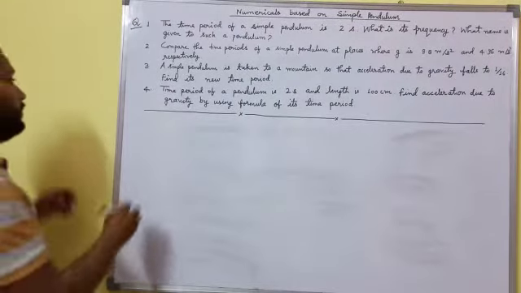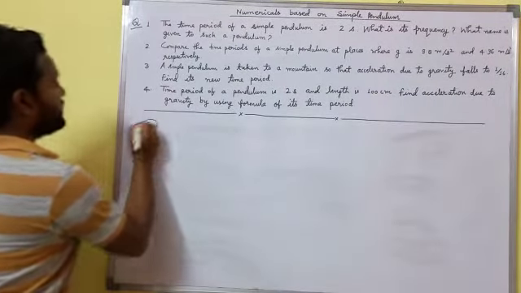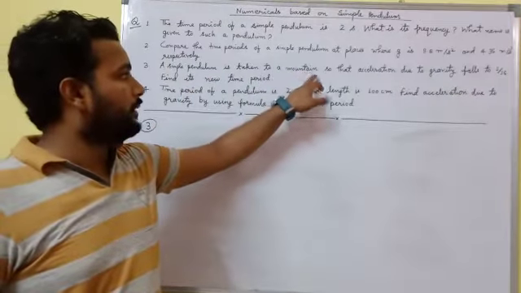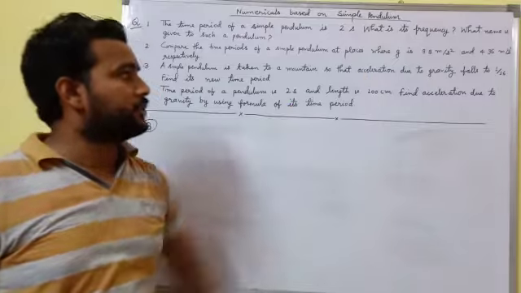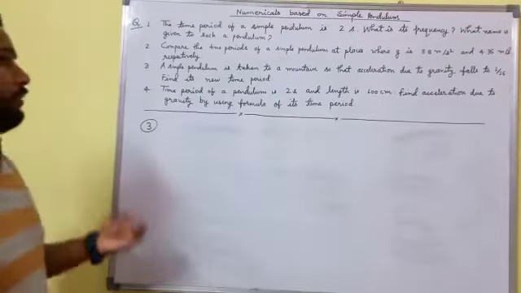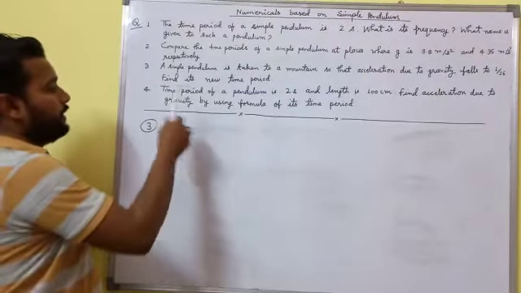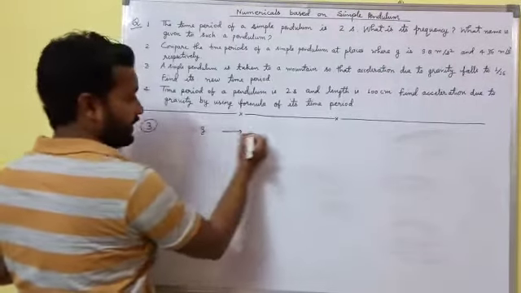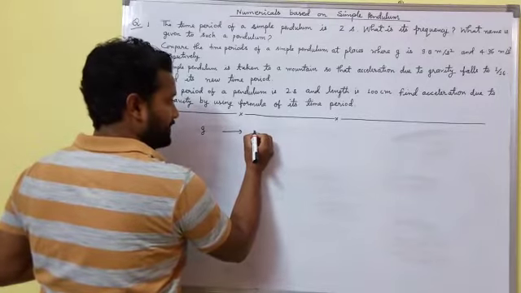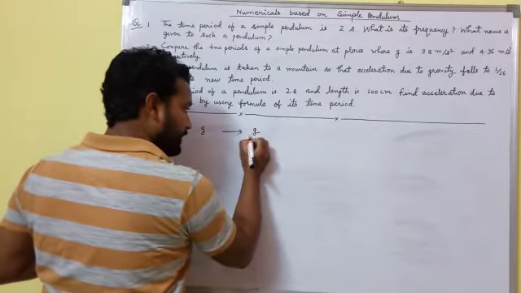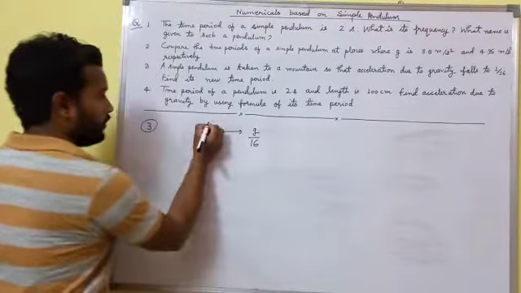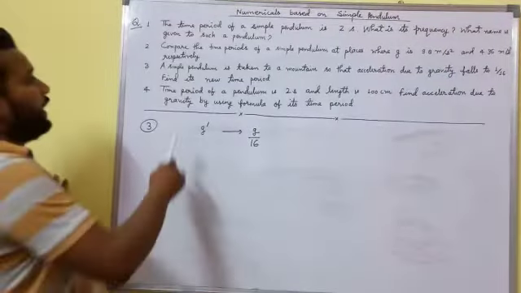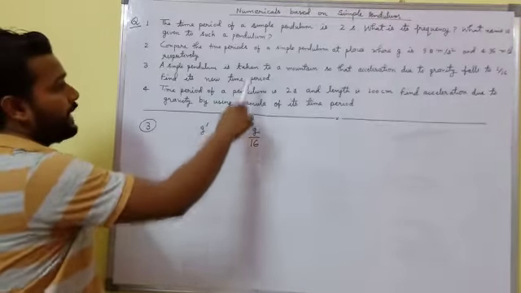Now students, the third problem: a simple pendulum is taken to a mountain so that acceleration due to gravity falls to 1 by 16. It means the value of g becomes 1 upon 16 of g, that is g by 16. And the question is to find its new time period.